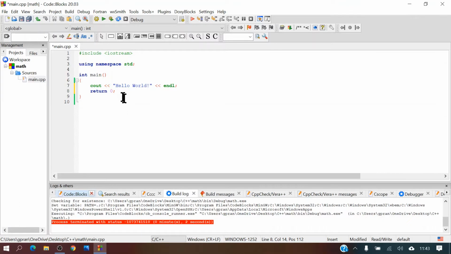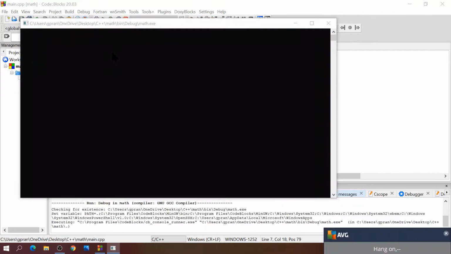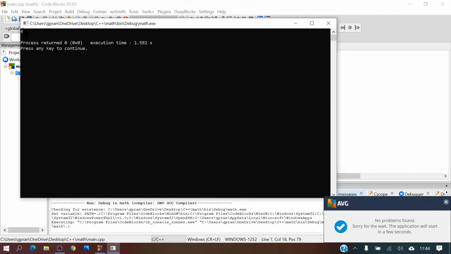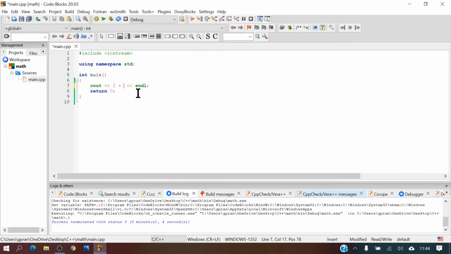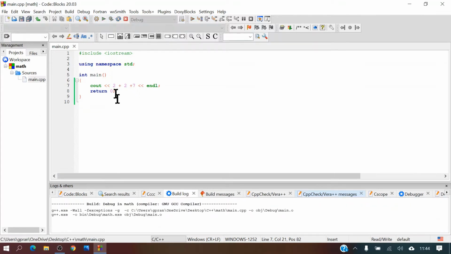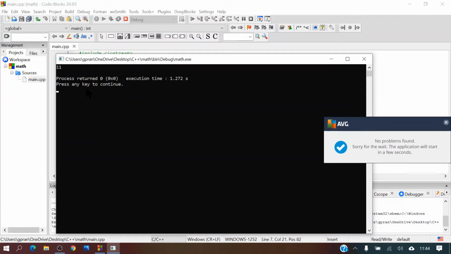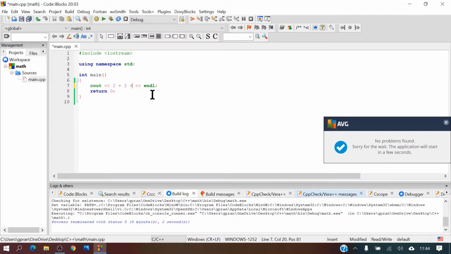So math is really simple. For example, if I want to write 2 plus 2, all I have to type is just 2 plus 2. There we go. Build and run. 4. And now we can write more. We can write 2 plus 2 plus 7, which will be 11. There you go. We can also do subtraction.